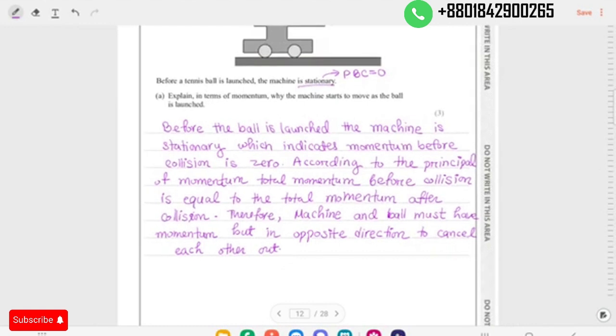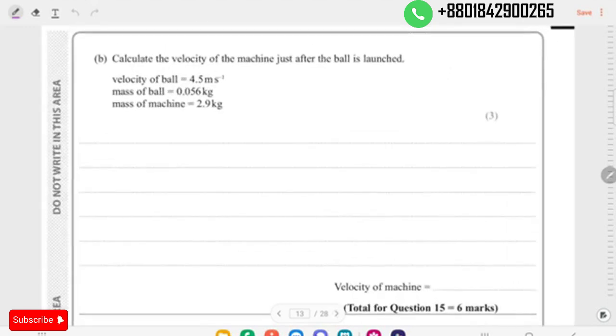I hope it was clear. Let's move on to 15B. We need to calculate the velocity of the machine just after the ball is launched. That means the final velocity, and the velocity of the ball is given. Masses of ball and machine are provided. I'll just draw a very simple diagram. Before collision, both were stuck together and they didn't have any velocity, right? So this is mass of machine, this is mass of ball, and their combined initial velocity was 0.